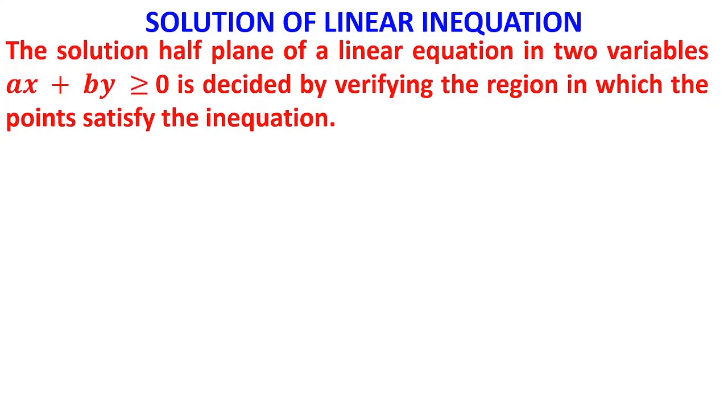Now, the solution of the half plane. We have seen that if the origin satisfies the inequality, I will include the origin; if it does not satisfy, I will exclude the origin. But what will happen if the line passes through the origin? It will be decided by verifying the region in which the points satisfy the inequation.